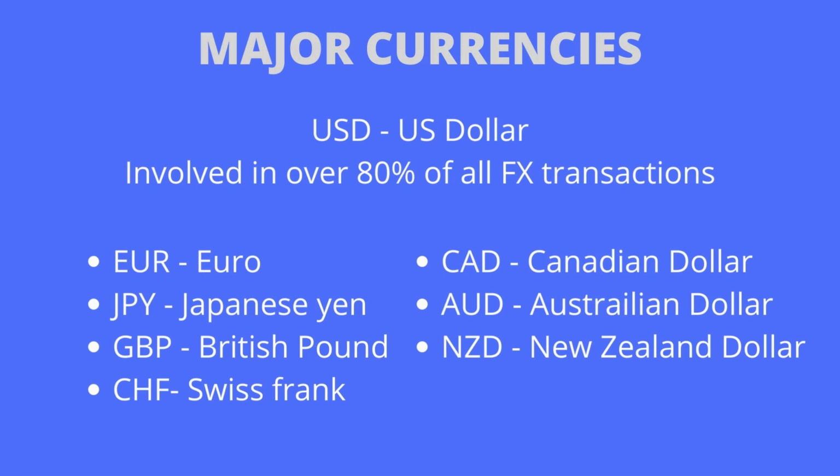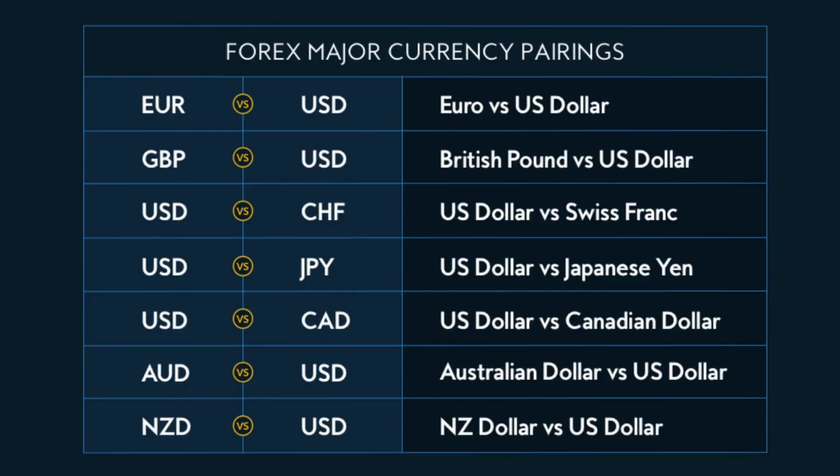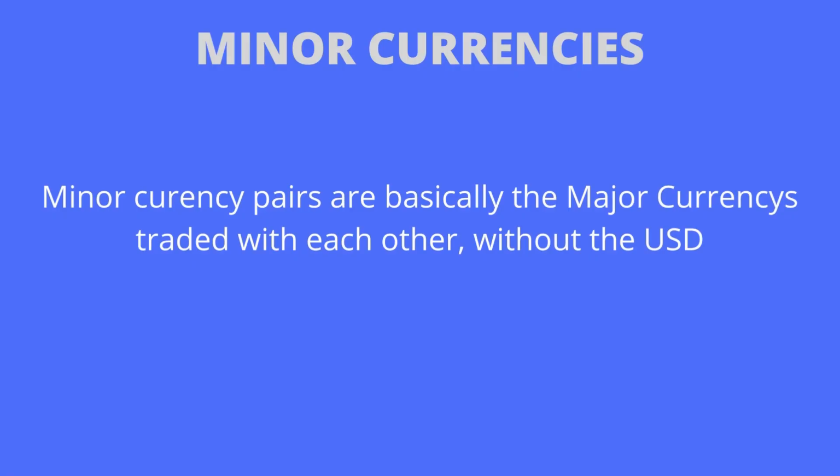And then next we have minor currency pairs. So the minor currency pairs are basically the major currencies traded with each other without the US dollar. So remember, before we had all the major currencies, each one traded with the US dollar, making them major currency pairs. So now the rest of those major currencies are just trading together without the US dollar. So these are your minor currency pairs. So you've got euro versus British pound, euro versus Japanese yen, British pound versus Swiss franc, and so on.